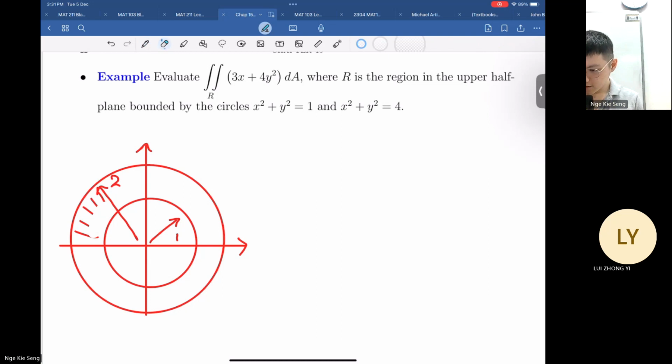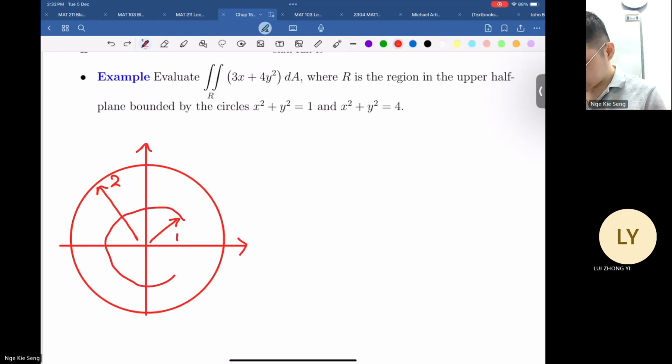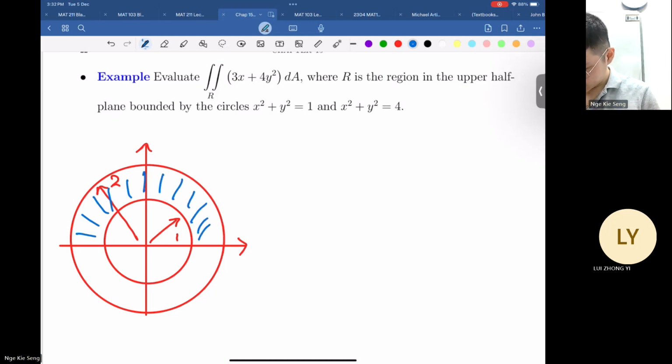Okay, so let's get R. It doesn't want to give me back my circle. Okay, so let's draw the R out. So here is your R. All right, so how to integrate this?